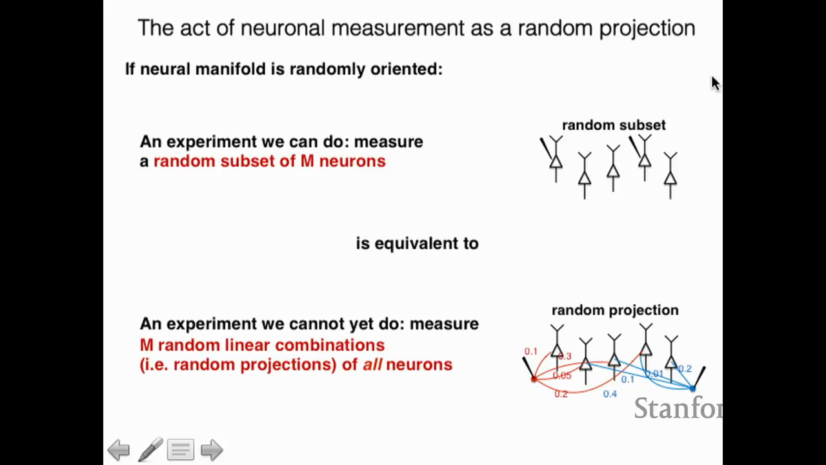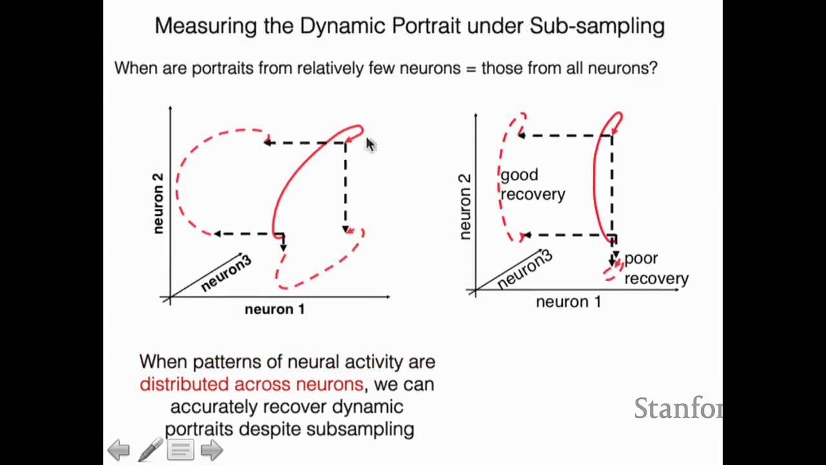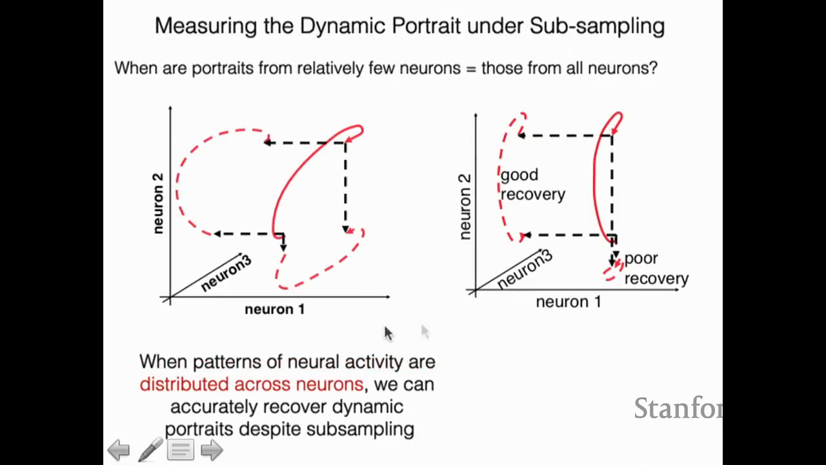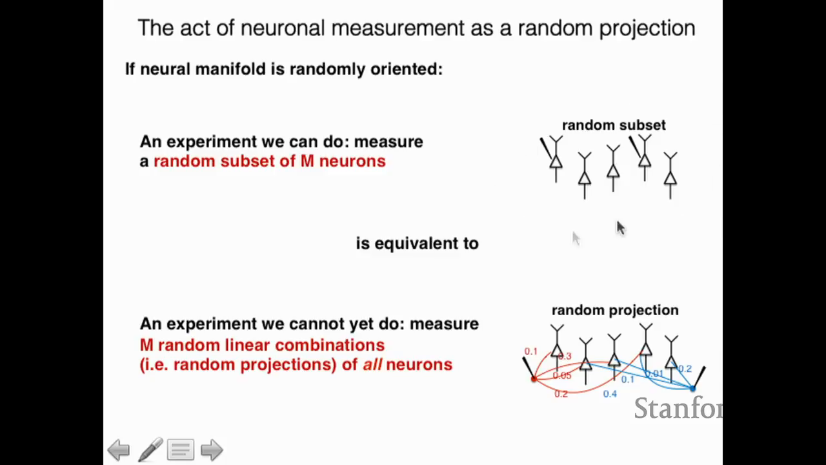Well, this experiment corresponds to projecting the neural state space dynamics onto a coordinate subspace, whereas this experiment corresponds to projecting this neural dynamics onto a randomly oriented subspace, i.e. it's a random projection, okay? So if the neural manifold is randomly oriented with respect to the coordinate subspaces to begin with, then projecting onto a coordinate subspace and projecting onto a random subspace are equivalent to each other, right? So if this assumption is true, then the act of neural measurement is equivalent to the act of random projection, okay? So let's assume that's true for now, okay?